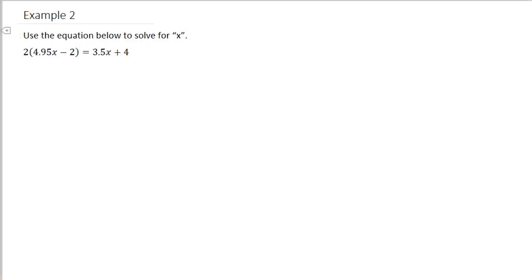Example 2. Let's solve for x now in this equation. And so we're going to have a couple more steps with this. So we can see we have a distribution that we need to do with this 2 by multiplying by these two terms. So let's first get our calculator out, or let's actually rewrite this.